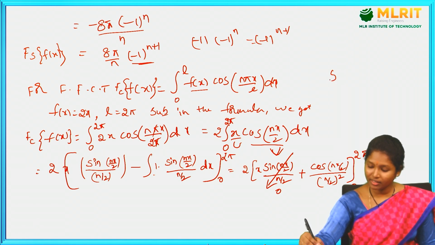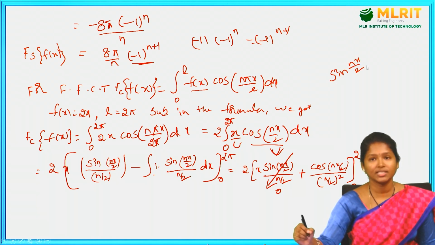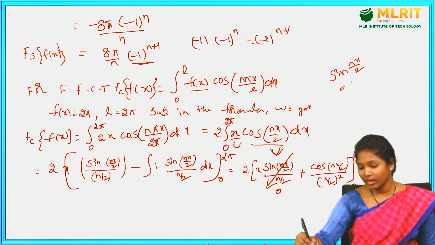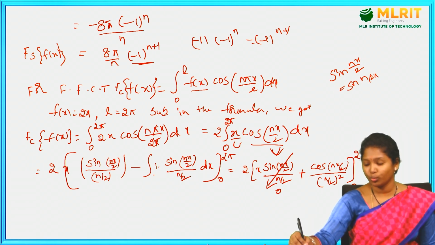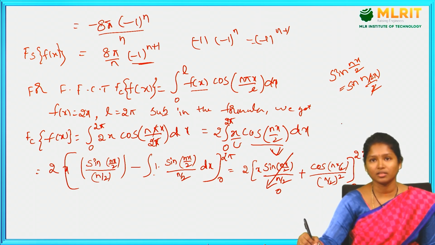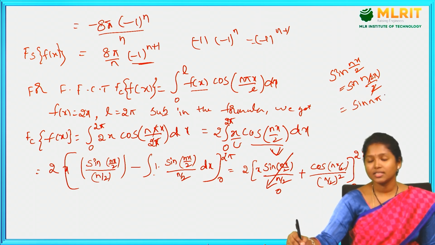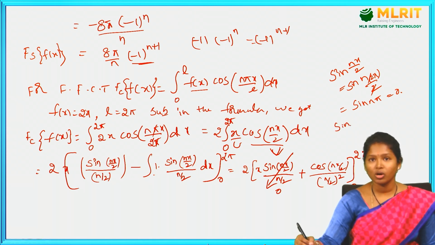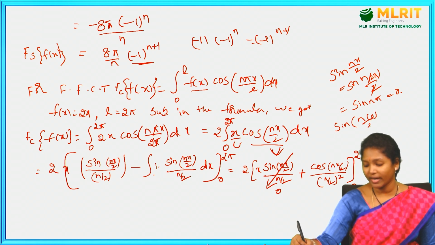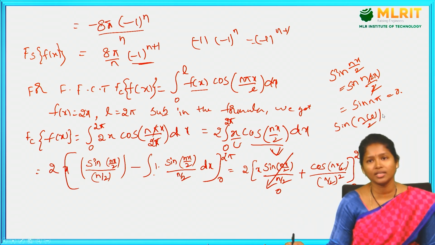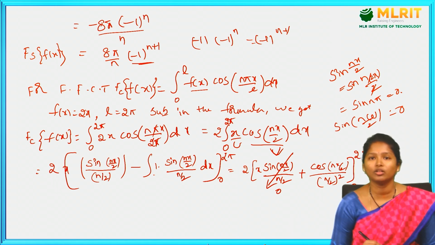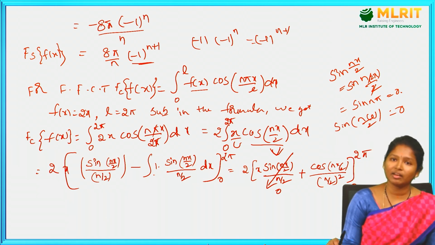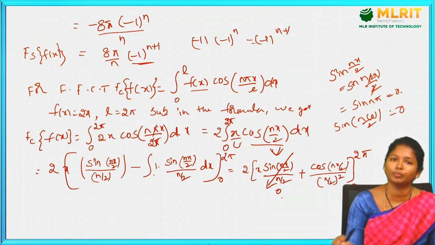I am explaining here, sin(nx/2) is there. When we substitute 2 pi in the place of x, we will get sin(n into 2 pi by 2). So 2 will be cancelled out and we will get sin n pi. Sin n pi value is 0. For the upper limit we are getting 0. For the lower limit also sin(n into 0 by 2), and anything into 0 is 0, that means sin 0, and sin 0 value is 0. For both the upper limit and lower limit we are getting the value as 0. That's why I am striking out and putting 0.